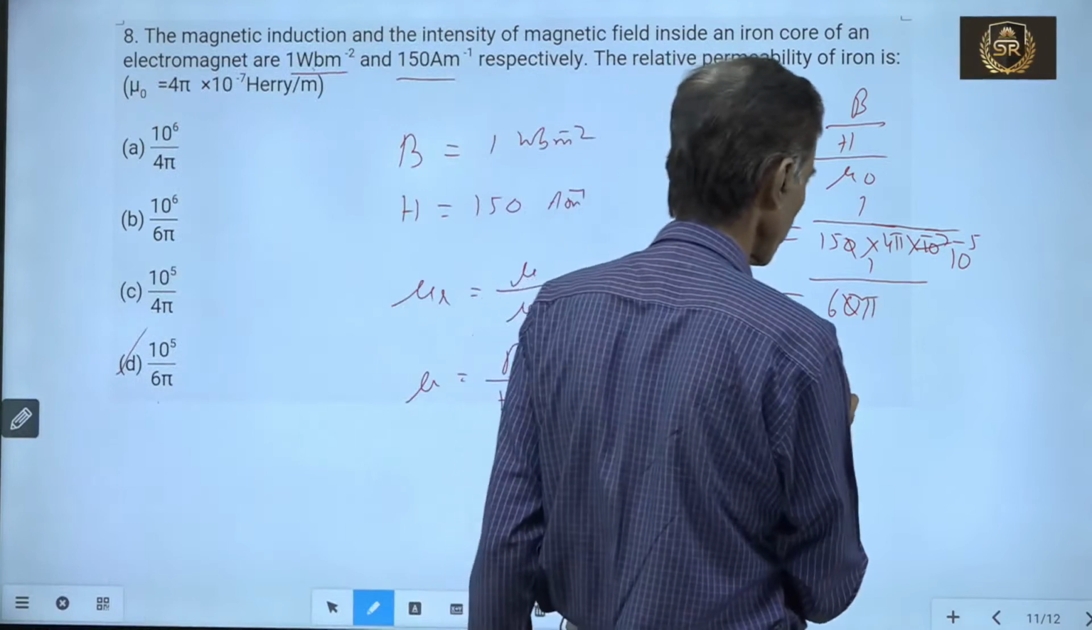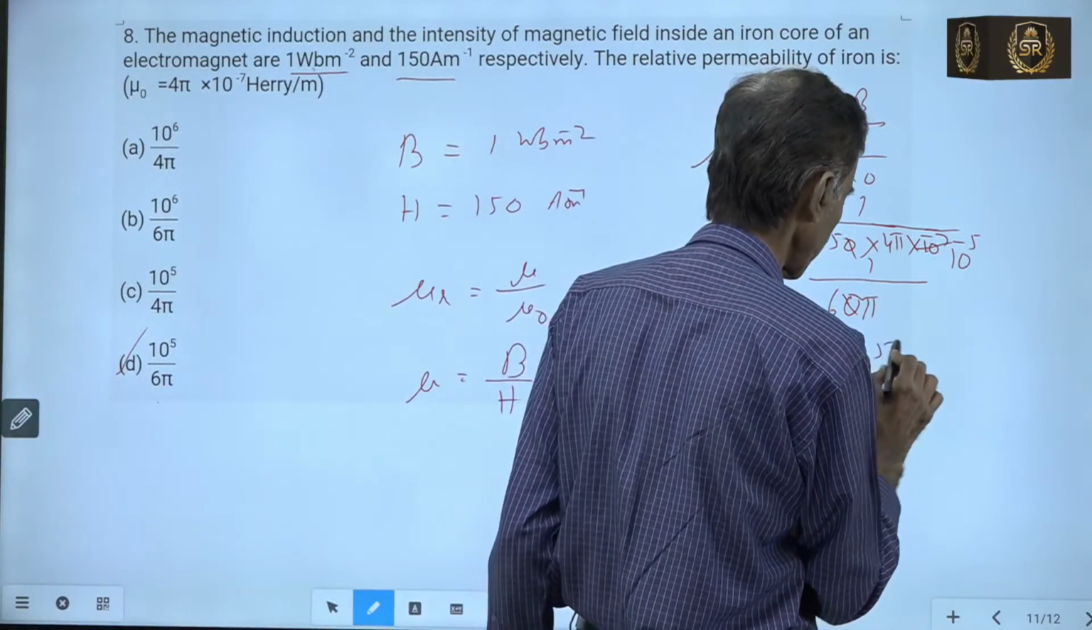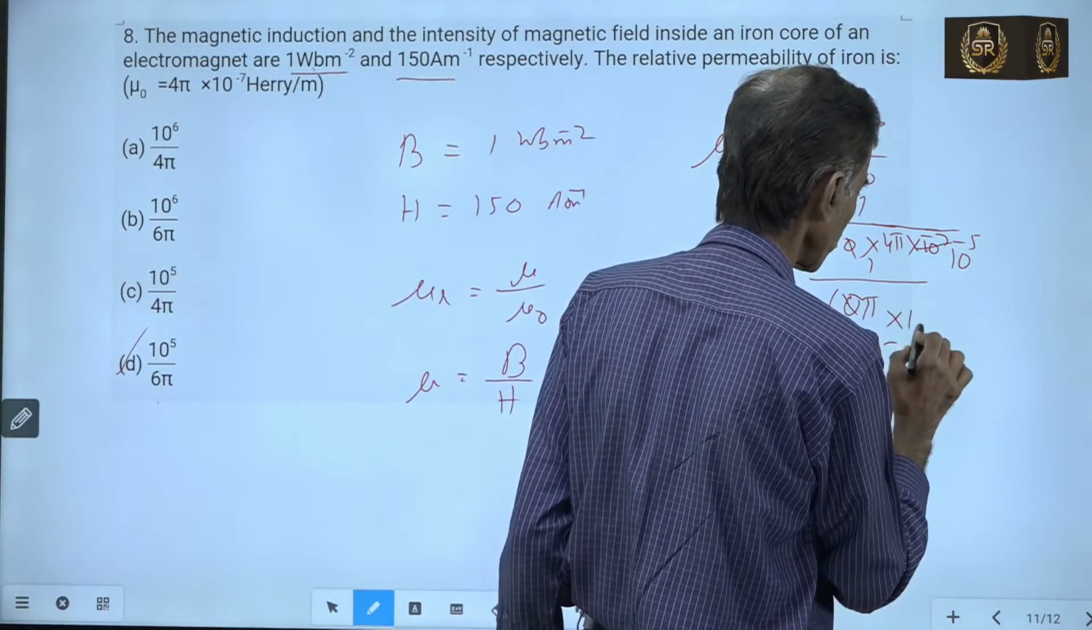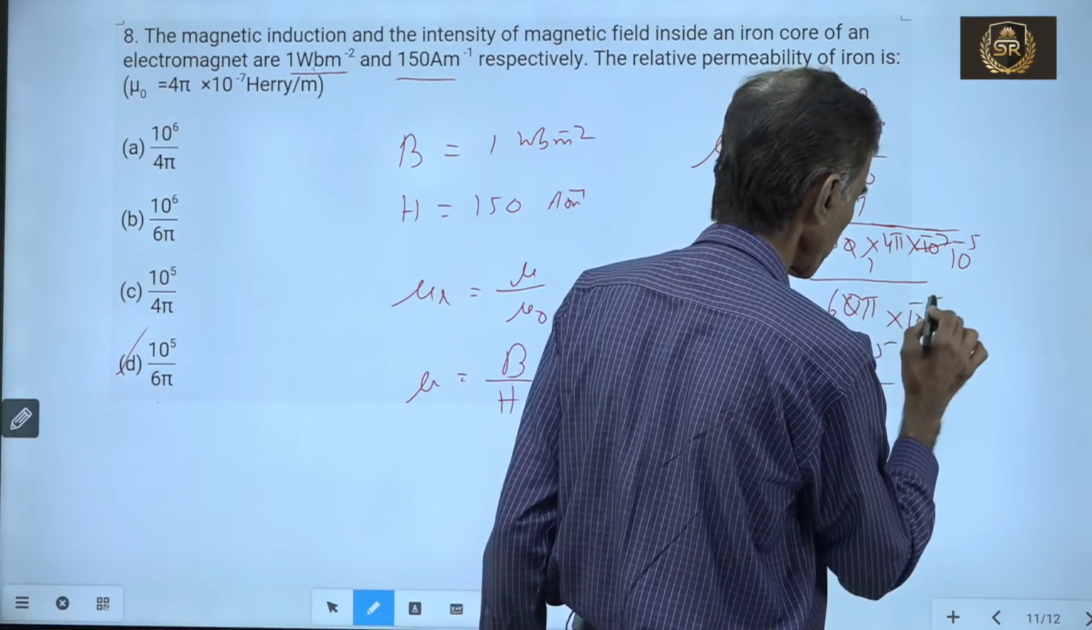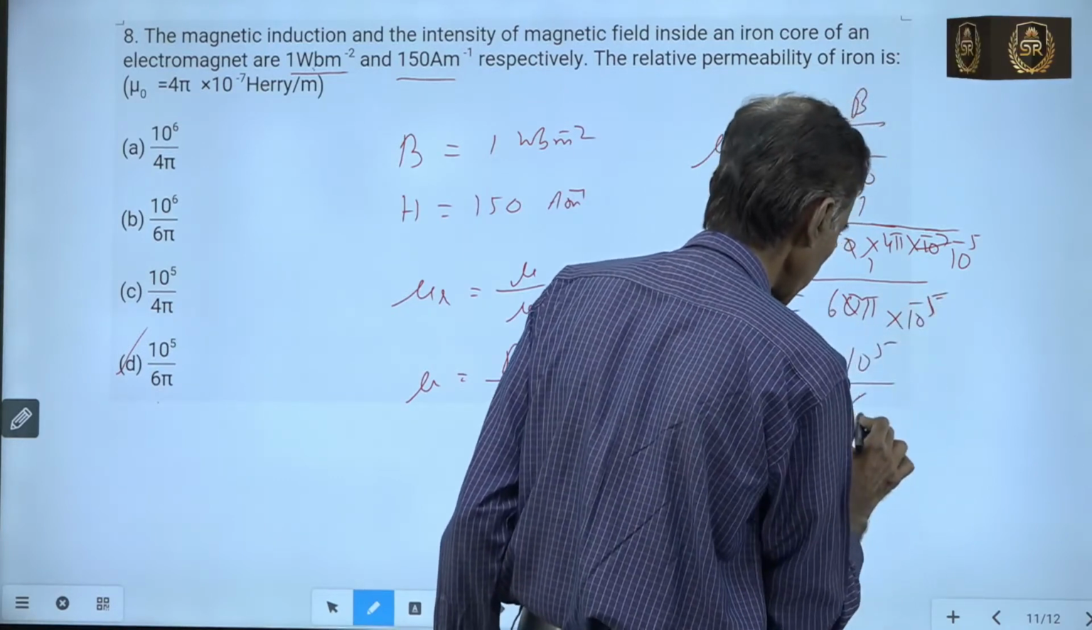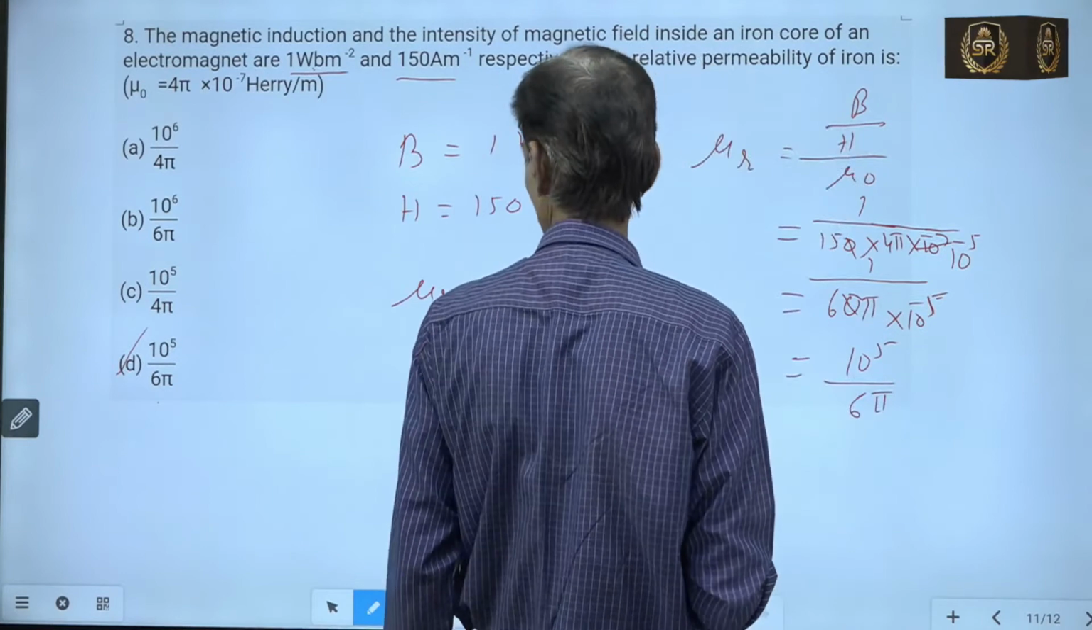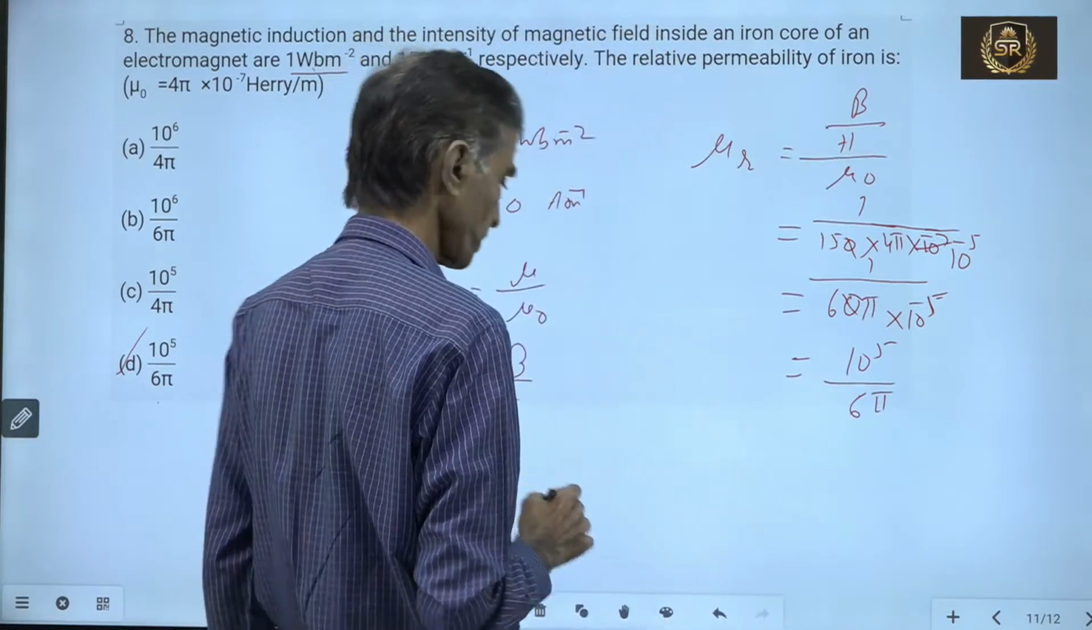So this is equal to 10 power minus 5 in the denominator, which will go to the numerator, divided by 6 pi. So that is the value for this problem.